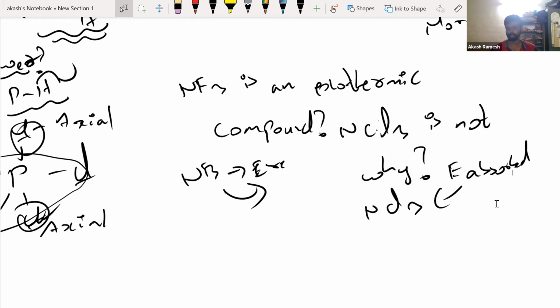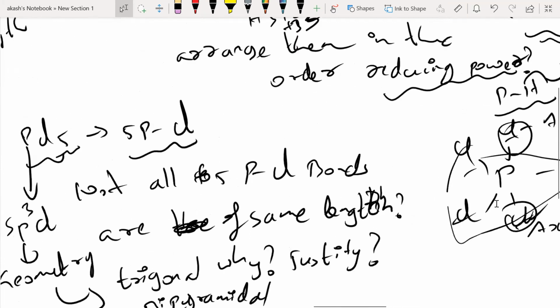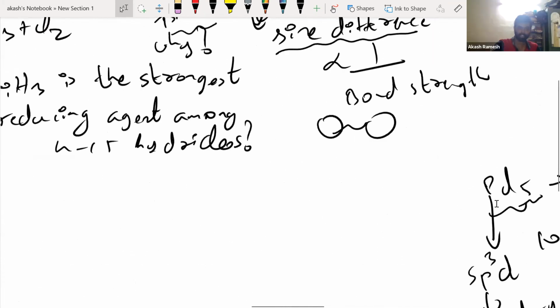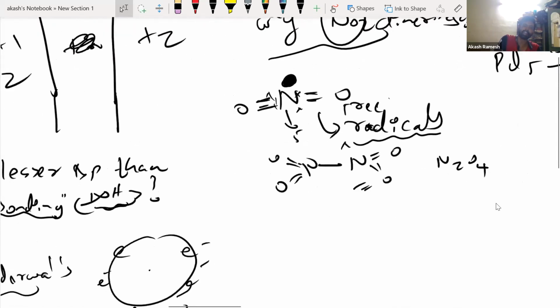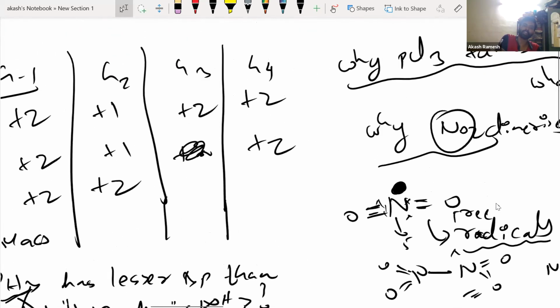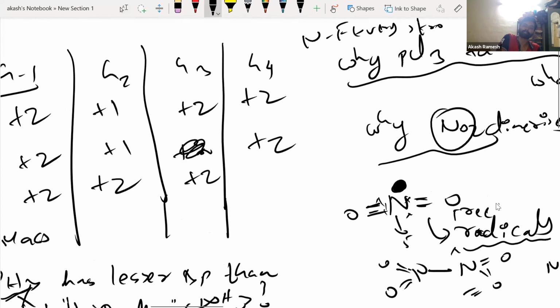At least if you come closer to the answer, I'll give you the mark. Is it because the N-F bond is stronger compared to the N-Cl bond? Absolutely true. Yes, you're getting there. So that's the point. It's all about the strength of the bond. N-F bond is very strong, but N-Cl bond is a little weak.